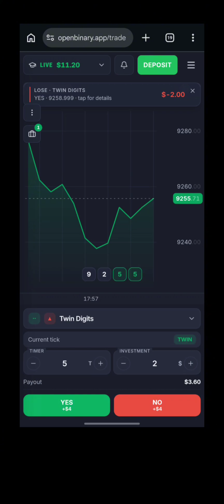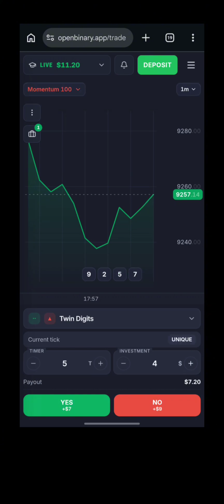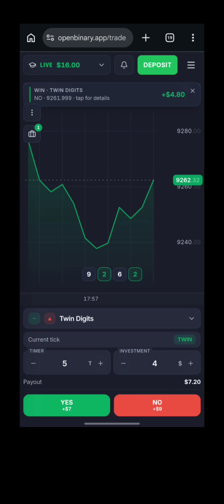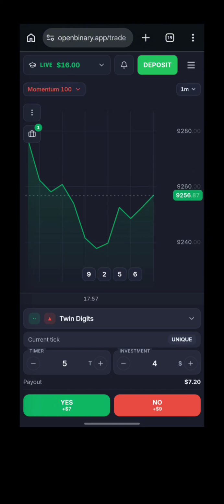Now if this happens, I was talking about going to $4. Now I'm going to $4, and I'm going to be risking $4, and I said that if I lose the $4, I'm not going to use the martingale strategy on $4. I'm just going to maintain it there until we get our profit. And yep, that was a profit of 4.8 USD. And so with that, guys, that is how you trade on the twin digits. That is the simple strategy that you can use on Openbinary to trade on the twin digits.